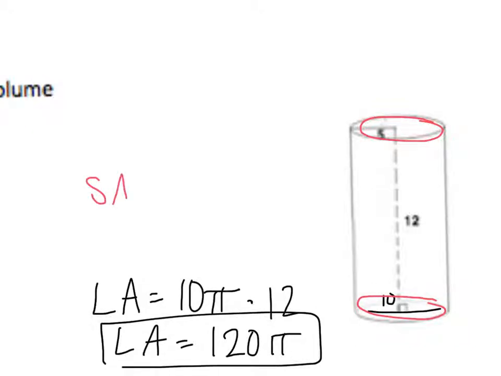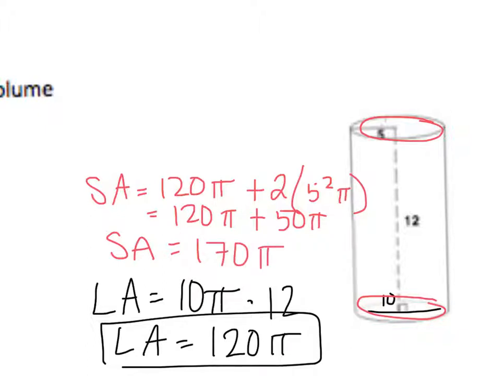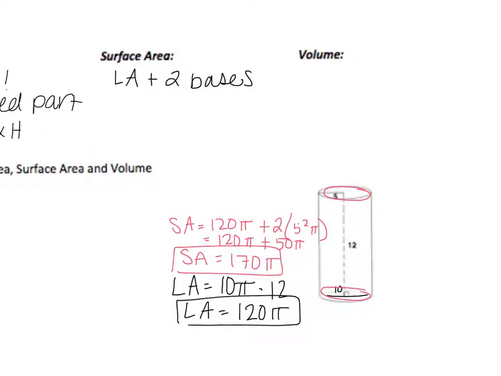So for surface area, I'm going to take what I found below, the lateral area of 120 pi, and I'm going to add the area of two circles. So 2 times 5 squared pi. This is going to equal 120 pi plus 50 pi, which will give me a grand total of 170 pi for my surface area. Alright, hope you're doing okay so far. Hang in there. The next thing is volume.